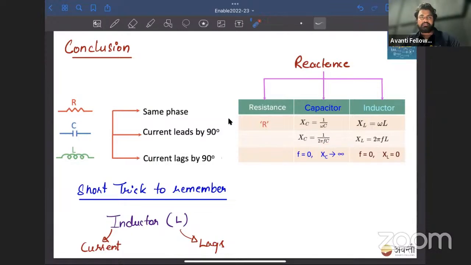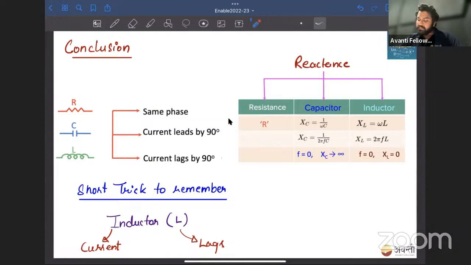Okay. Frequency 0 matlab DC circuit. And in DC circuit, this is a capacitor. Capacitor does not work. Okay. समझ गए? If frequency is 0, means current is not alternating. Current is straight. So that is a DC circuit. And in DC circuit, capacitor doesn't work. Capacitor behaves like an open circuit.